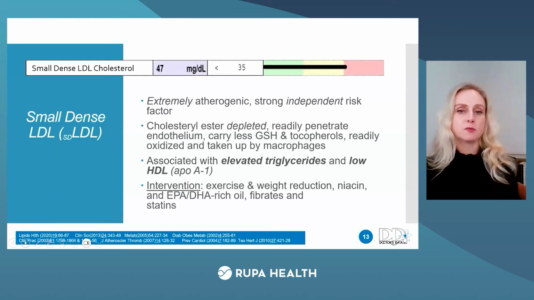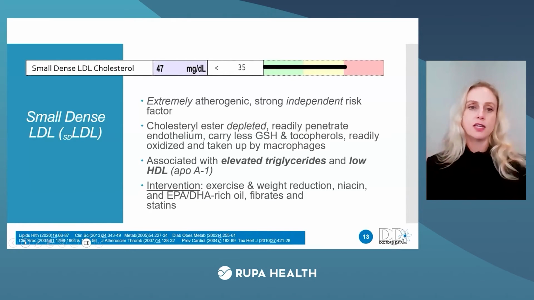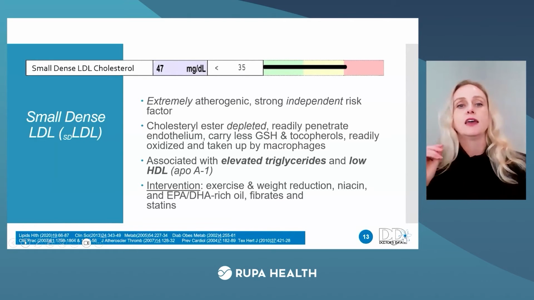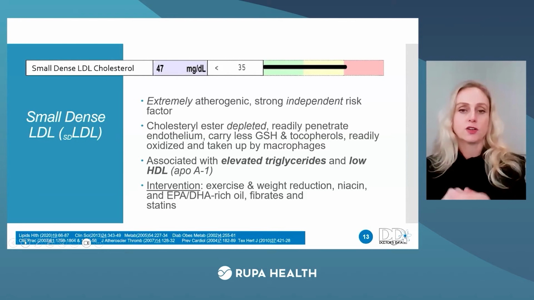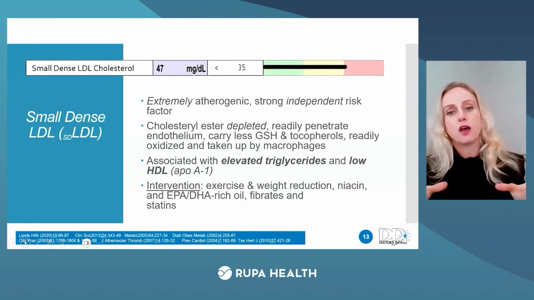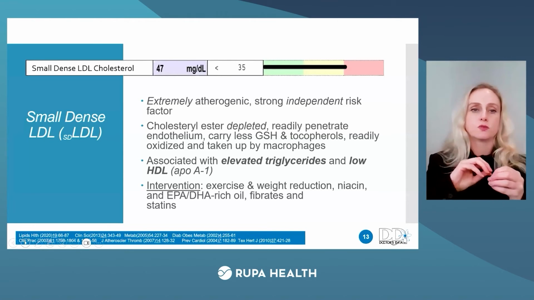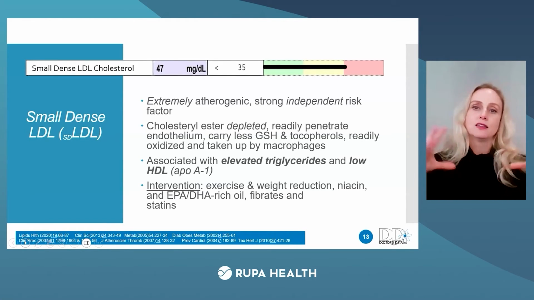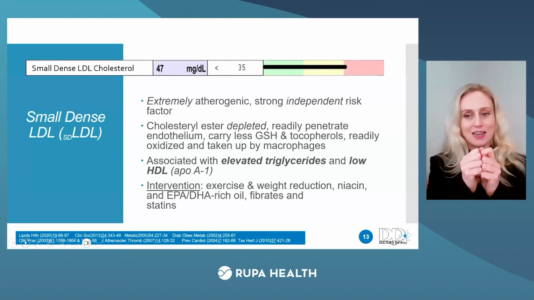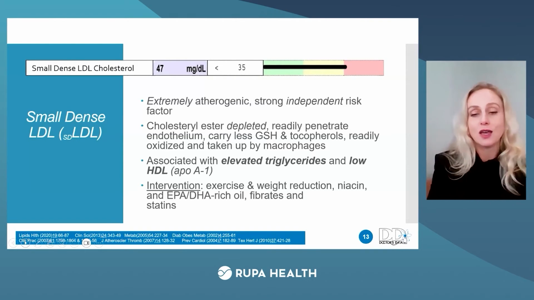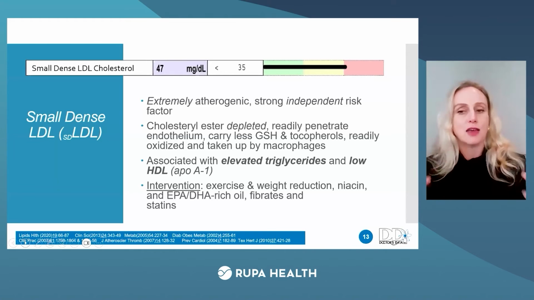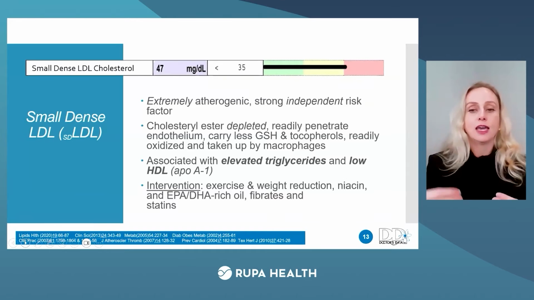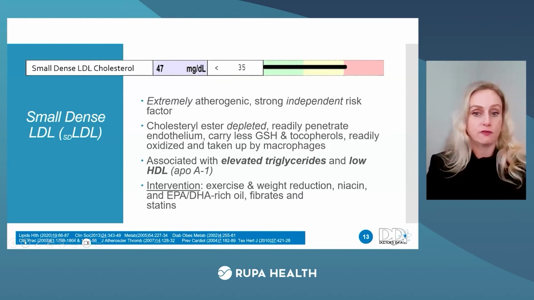The next factor is going to be small dense LDL. Remember, small dense LDL, it tells us in the name what's happening. It's tiny, it's heavy, it's contributing to atherosclerosis. So therefore, it is a strong independent risk factor. It is extremely atherogenic. The cholesterol ester is depleted, so it's dropped off the other cholesterols, making it not large, buoyant, but small, tiny, and therefore it can readily penetrate the endothelium. It can carry less glutathione and vitamin E, so tocopherol, so it's not healthy, not antioxidant, and it oxidizes due to that. And again, readily taken up by the macrophages, contributing to inflammation.